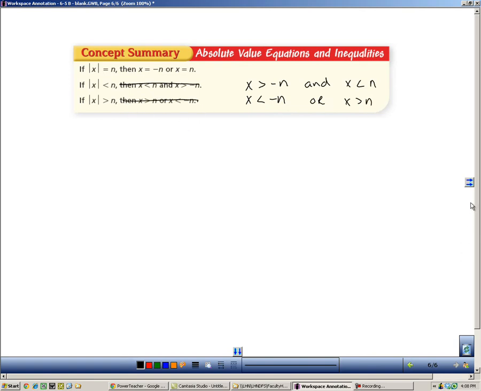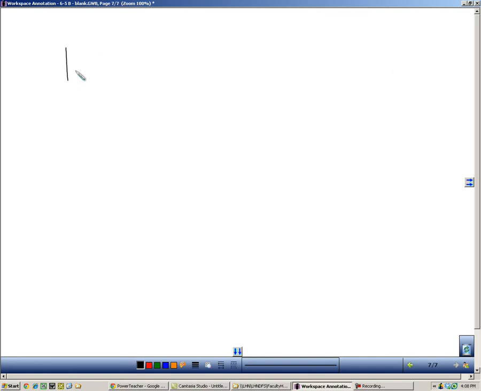One more thing I want to say about absolute values, and it involves negatives. I want you to think about these two, but I want you to think about them compared to -3. What if I say that there's an absolute value that's greater than a negative and an absolute value that's less than a negative? Well, remember that absolute value means distance. How many distances are bigger than a negative number? And the answer is all of them.